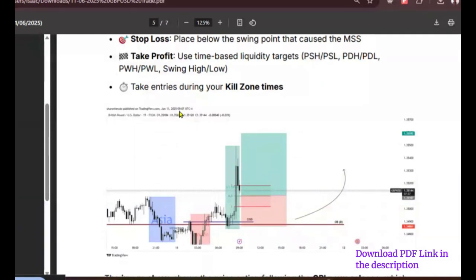At this point here, what's the time? It's 9:07. So when I took the screenshot, it's 9:07, which means at this point I'm ready. I'm clear to look for my entry on the lower time frame. And because my higher time frame was 4 hour, the lower time frame is 15 minutes. So in the 15 minutes, I'm good to look for my entry.